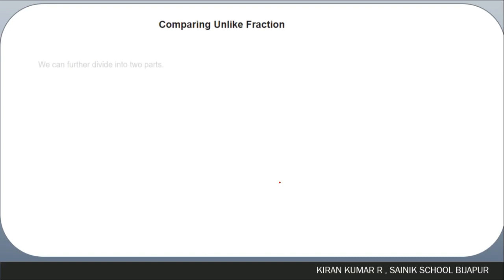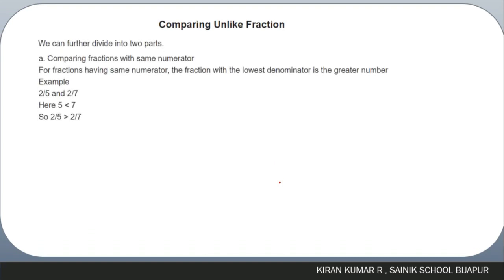We can further divide it into two parts. First part is comparing the fraction with the same numerator. For example, 2 by 5, 2 by 7, their numerators are same. If the numerators are same, the fraction with the lowest denominator will be the greater value.